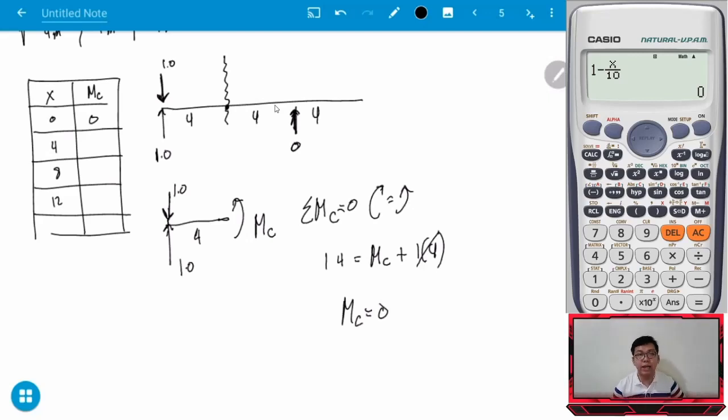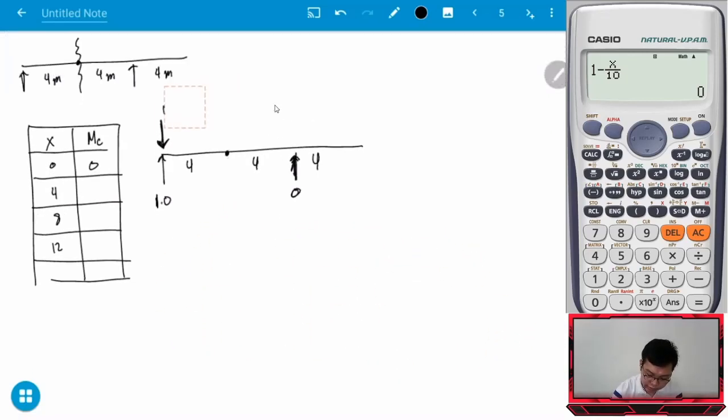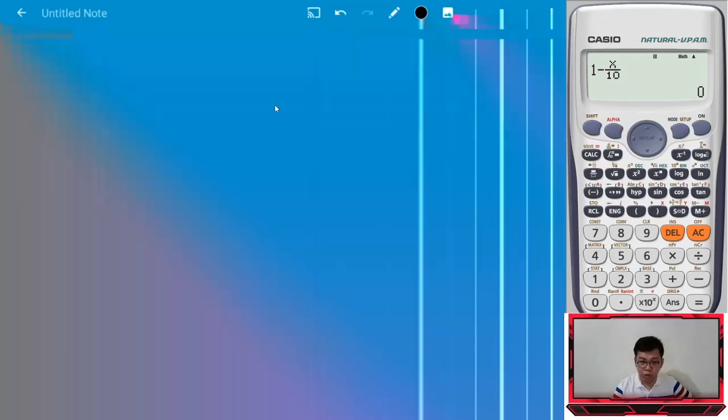Now, this time guys, ilalagay ko na naman yung unit load, okay? Ilalagay ko na naman yung unit load dito sa, saan ba? Sa 4, no? So, buburahin ko na naman to. So, nandyan yung unit load, 1.0. So, obviously, yung reactions dito is 0.5, and then this is actually 0.5.